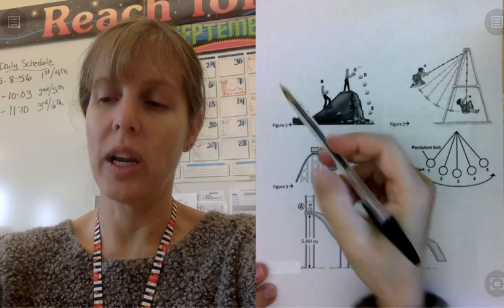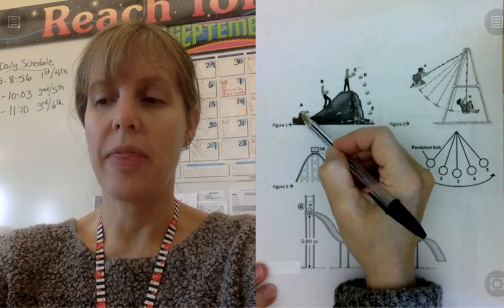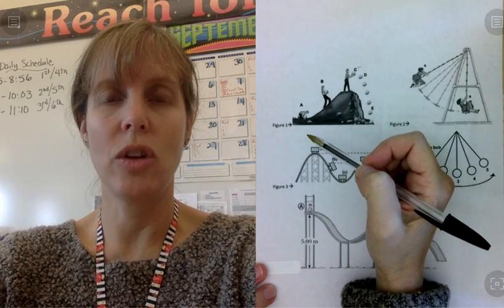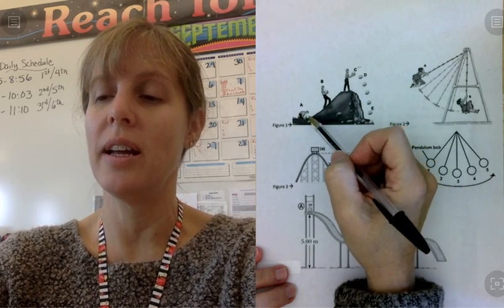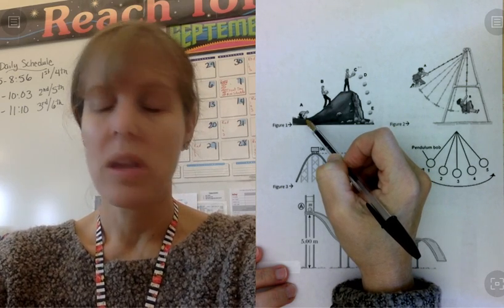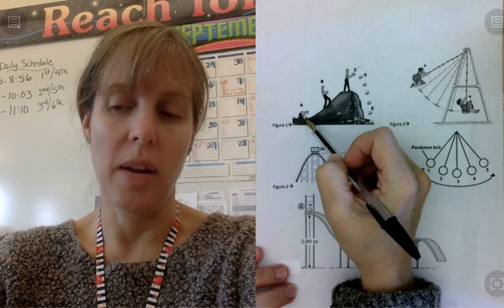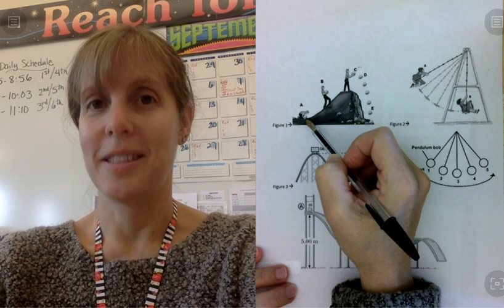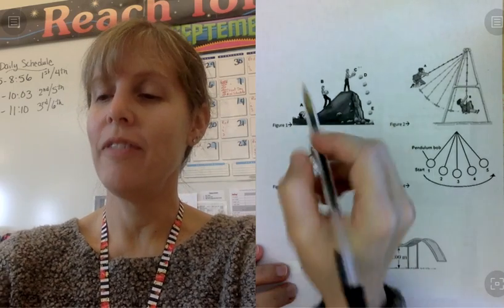So if we look here, we have no movement going on. Do you think at this point there is potential or kinetic energy going on? Remember, potential energy is energy due to position, and kinetic energy is motion energy. What do you think it is? Kinetic or potential? If you guessed that it has potential energy, you are correct.